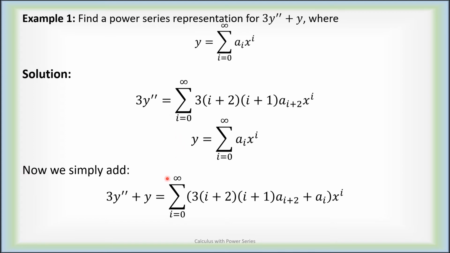3y double prime plus y. Because they both have the same range of index and both have an x to the i, I can factor it out of that sum. So we have (3(i+2)(i+1)a_(i+2) + a_i) times x to the i. So here we have a power series that represents 3y double prime plus y. After re-indexing the power series for 3y double prime, we were able to directly add them.